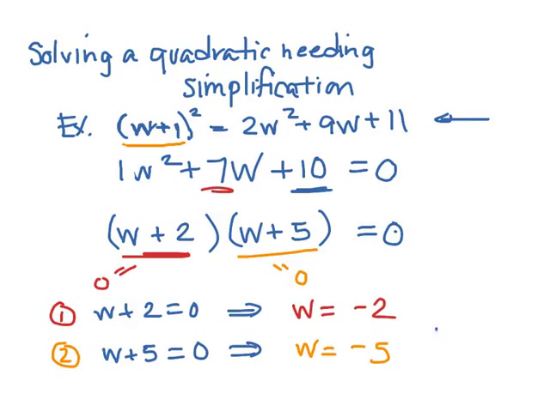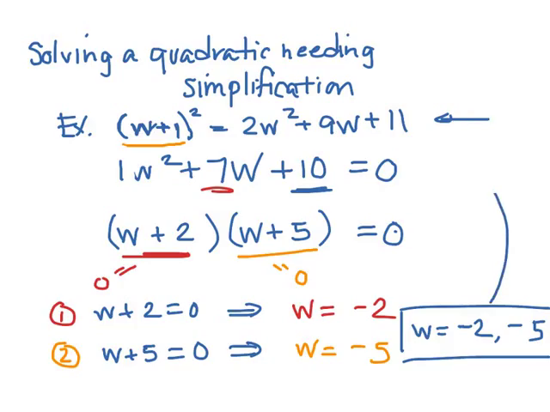So my two answers are w equals negative 2 and negative 5. We'll write it down. So w equals negative 2, or negative 5. And that's my answer. So if I plugged in w equals negative 2, or if I put in w equals negative 5, I'm going to make this true.